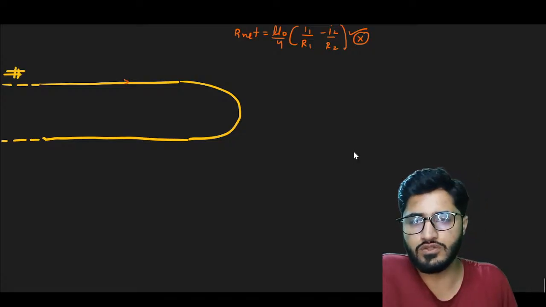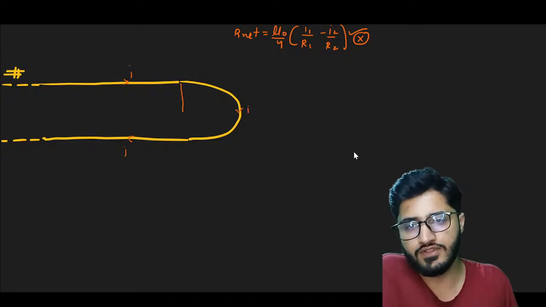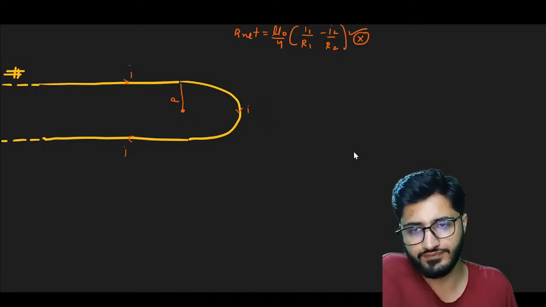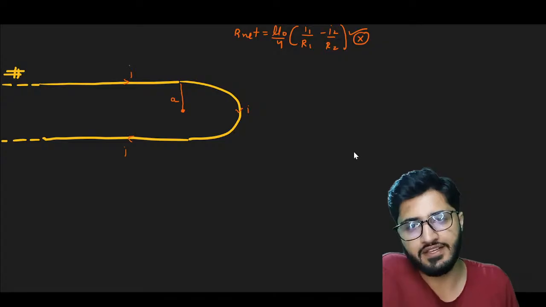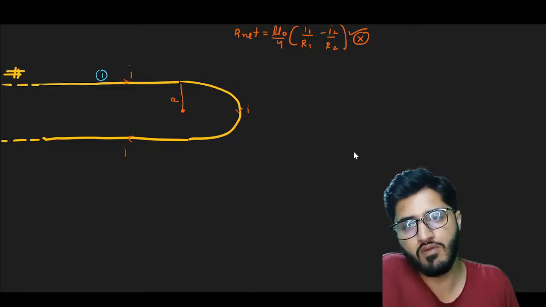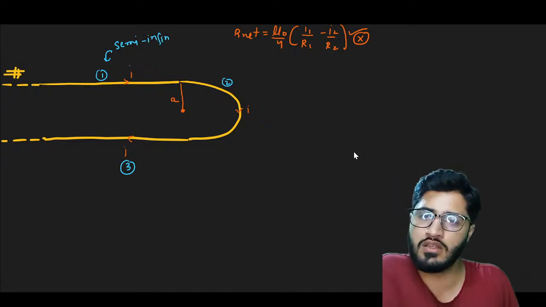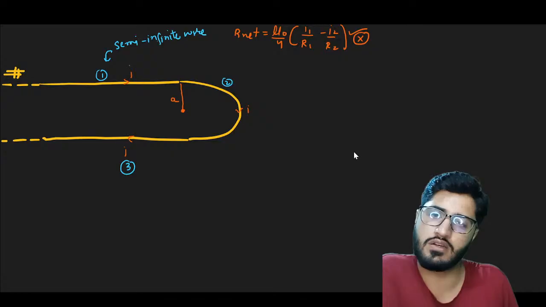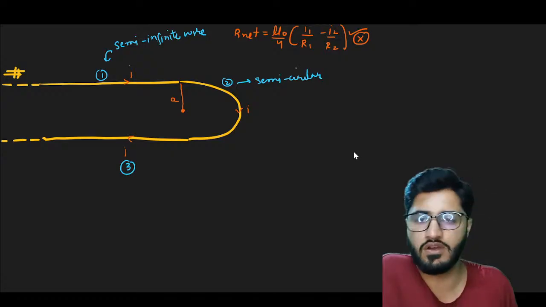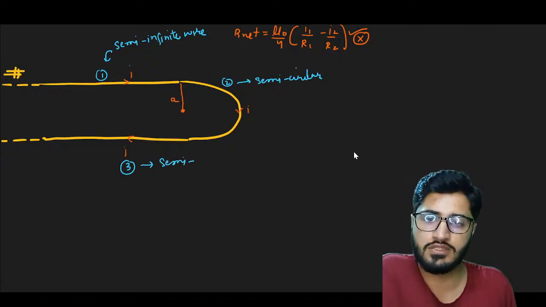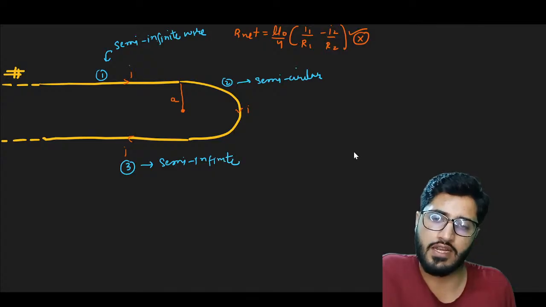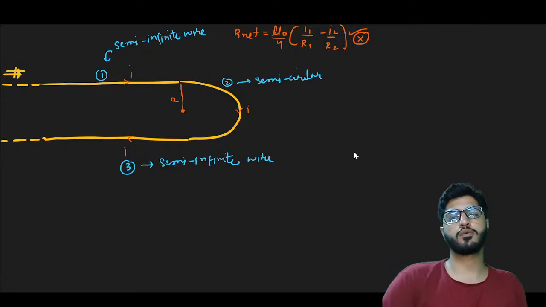Okay, if current I is flowing, the same current will flow through this semicircular part and through this one. Suppose this side is A. Now I need to find the magnetic field here. You can see we have three components. One is a semi-infinite wire, the second is a semicircle or semicircular ring, and the third is the same, a semi-infinite wire. Done. Now let us talk about the direction.